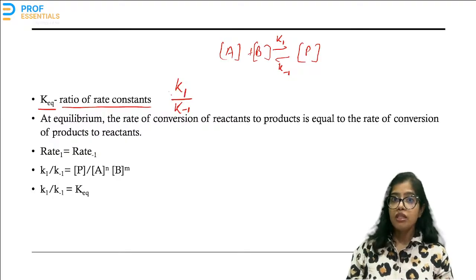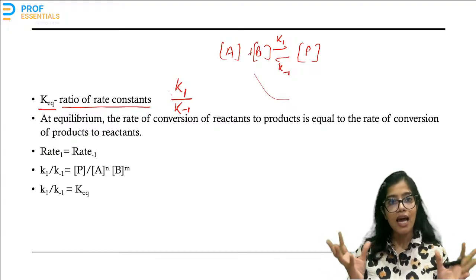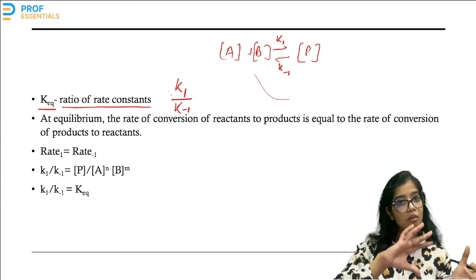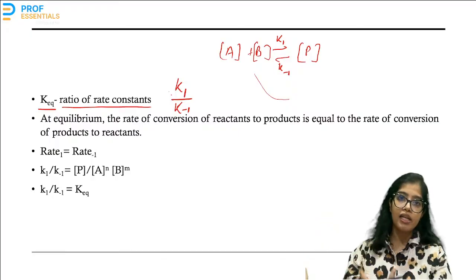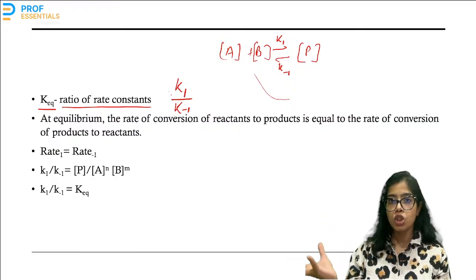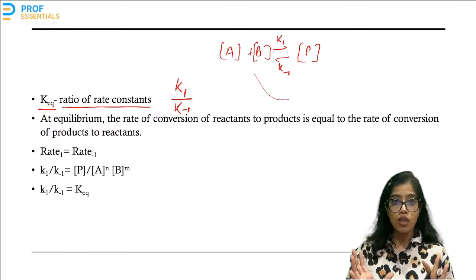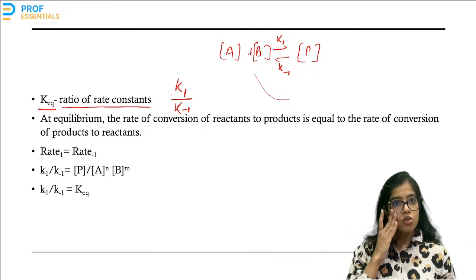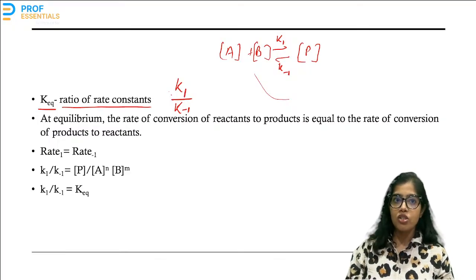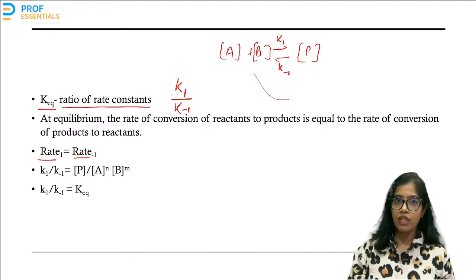At equilibrium, the rate of conversion of A and B to products is equal to the rate of conversion of products back to A and B. Okay, so they are existing in a dynamic equilibrium. That is, A and B are getting converted to P and P is getting converted to A and B, and the ratio of the concentration of substrates and products is equal. Okay, it is the same. So the rate of formation of products is equal to the rate of conversion of products back to reactants.